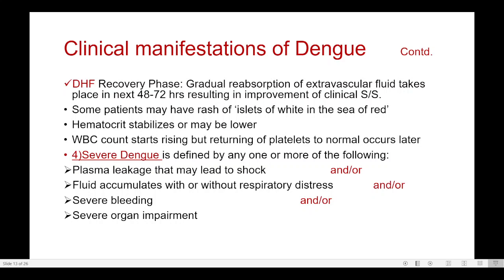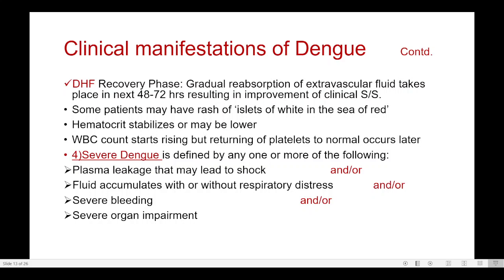Urine output becomes better. And in this phase, some patients may also have another type of rash, that is islets of white in the sea of red. This type of rash usually lasts for 1 to 3 days and may be associated with itching, and desquamation also occurs a few days after. During the recovery phase, hematocrit stabilizes or it may be lower. During this phase, WBC count starts rising, but the return of platelets to normal occurs later.